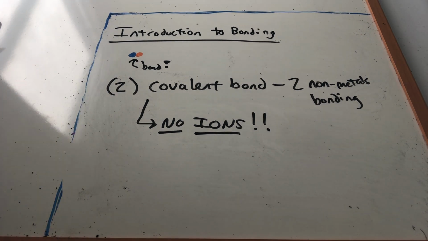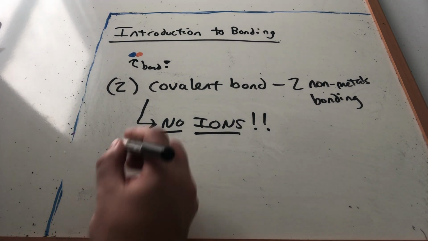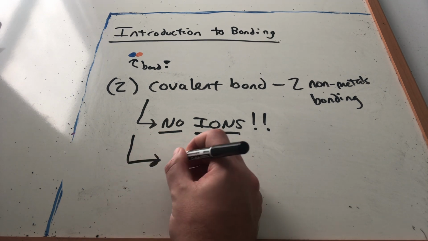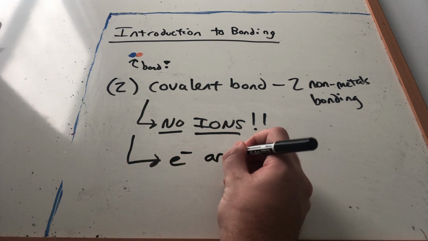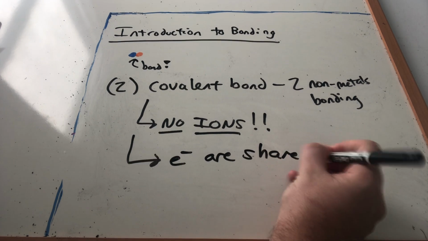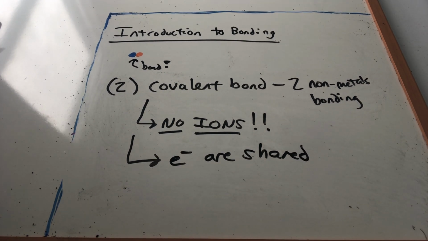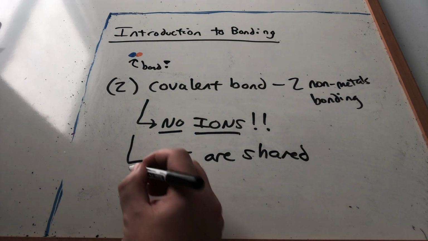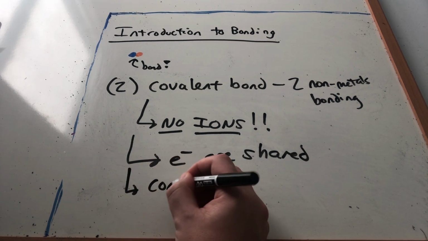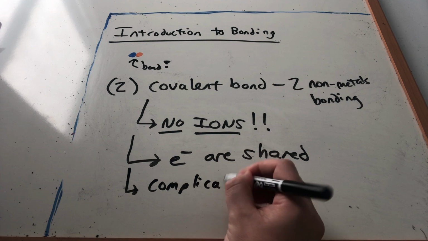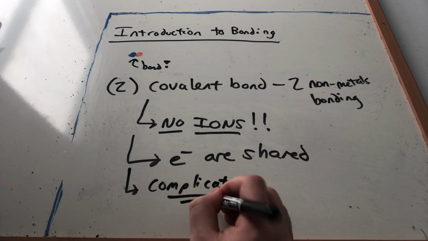This bond formation process is completely different, and in fact, for a covalent bond, electrons are shared. Right? Electrons are shared. So they're not exchanged anymore, they're shared. This is actually a very complicated process from the physics standpoint. All right, it's very complicated.